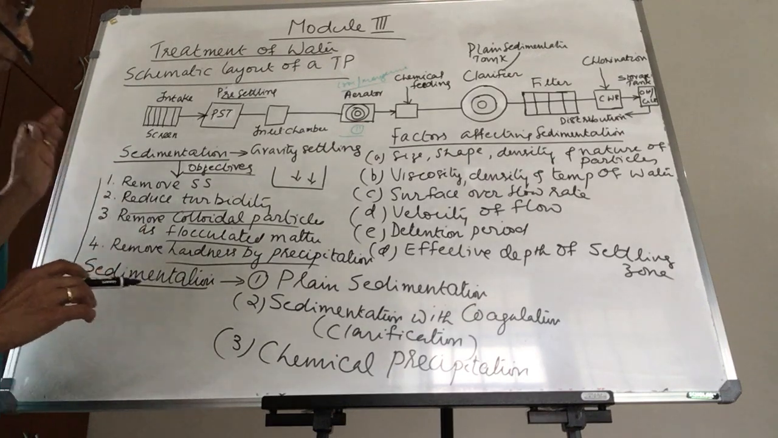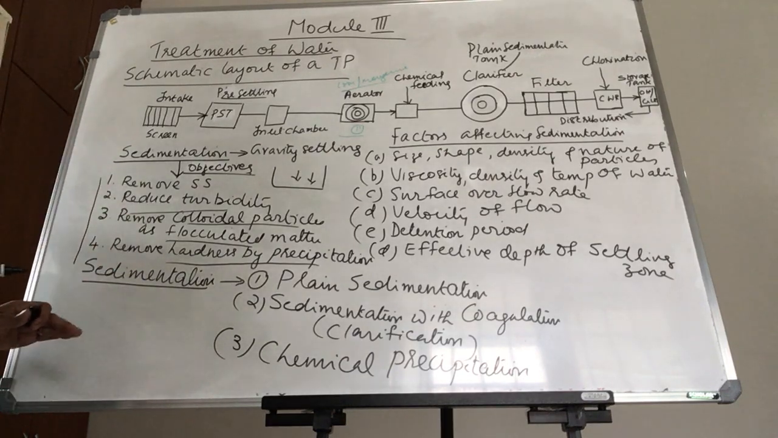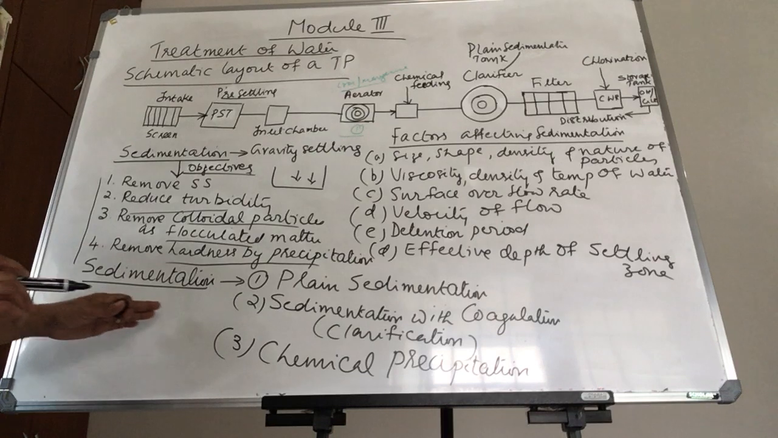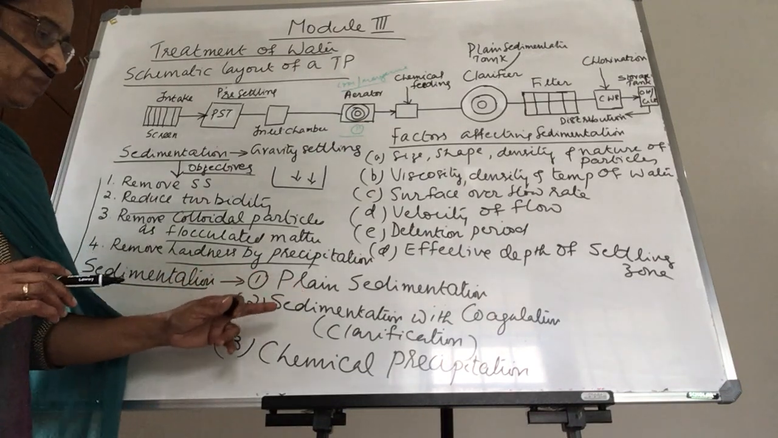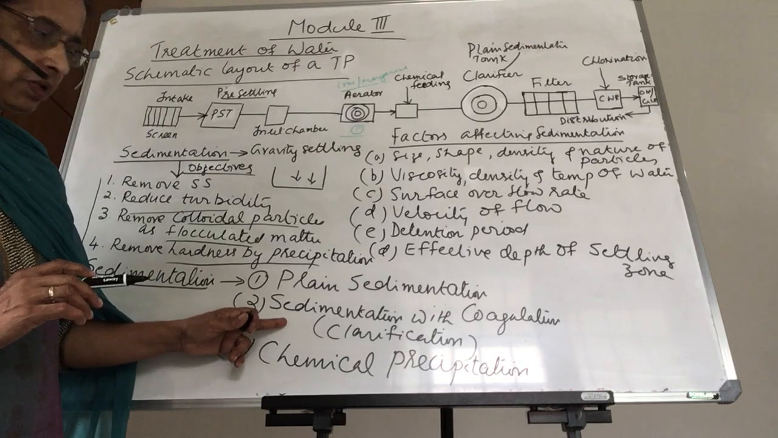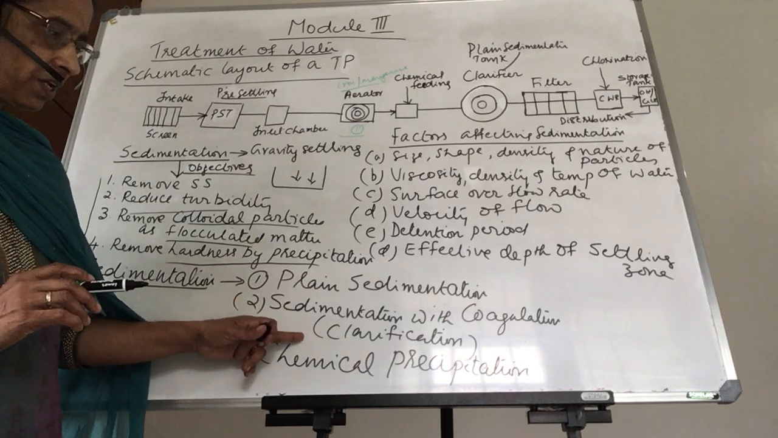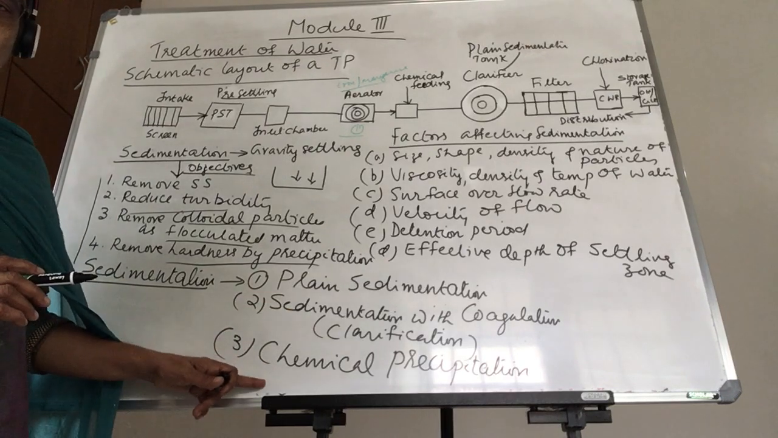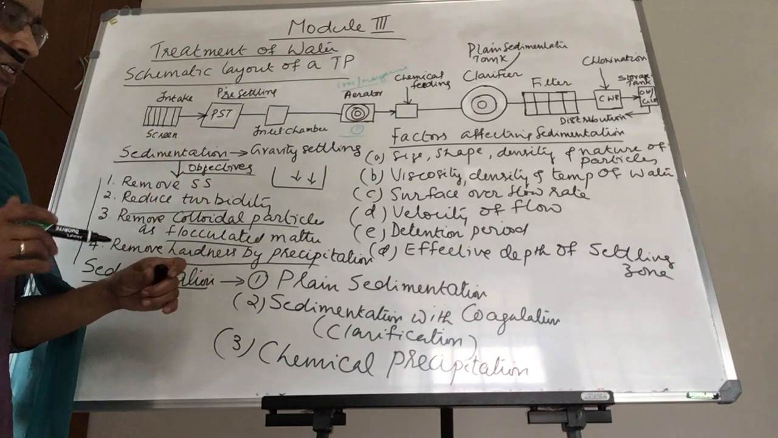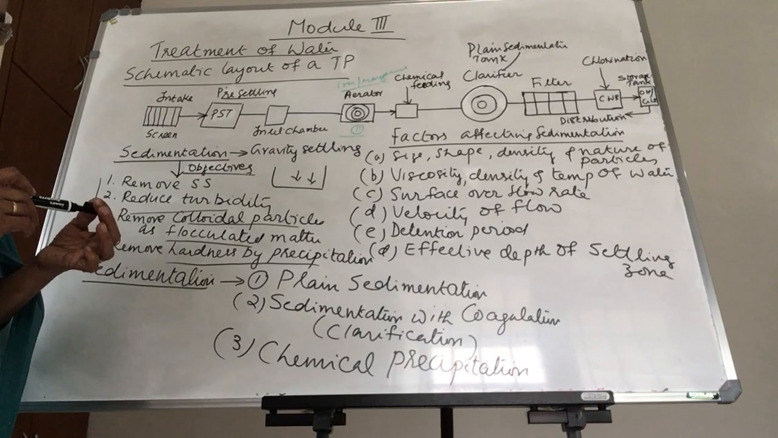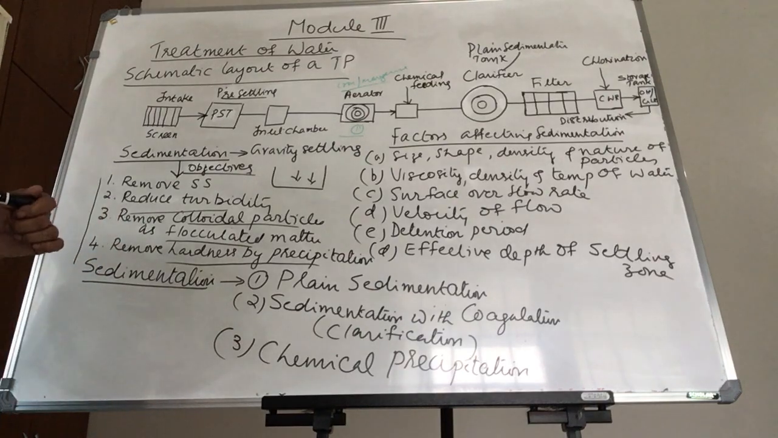Okay, so now if these are the objectives, as I mentioned earlier, the sedimentation is of three types. First one is plain sedimentation, second one is sedimentation with coagulation, that is called clarification, and third one is the chemical precipitation. Then we will go into details of the plain sedimentation as well as the sedimentation with coagulation, etc.